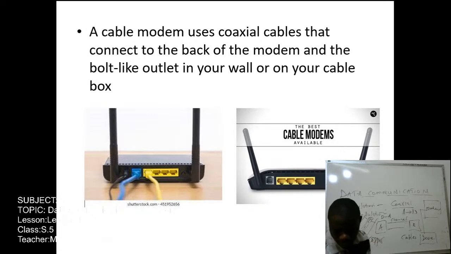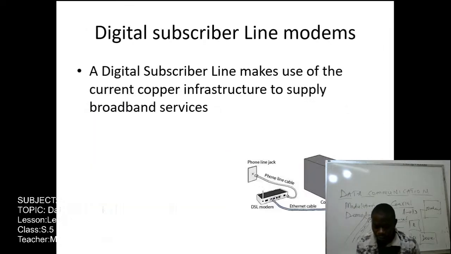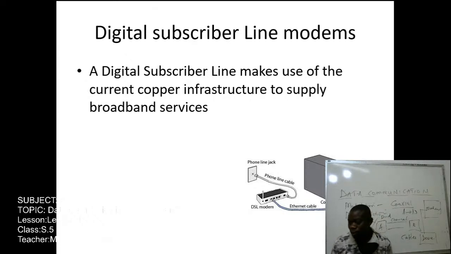Let us move to talk about another type of modem. We have the digital subscriber line. We are saying this one also uses copper, the current copper infrastructure, to supply broadband services. However, these ones work at a very fast rate compared to the other copper cables, the cable modems we have been talking about.